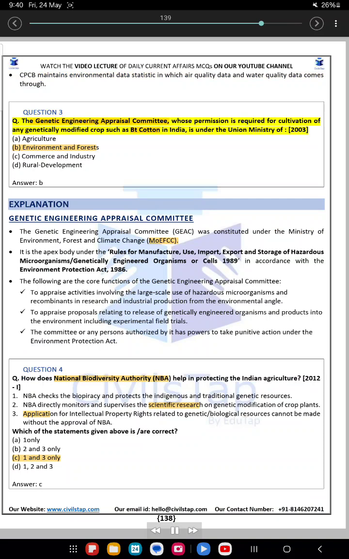Question 3. The Genetic Engineering Appraisal Committee, whose permission is required for cultivation of any genetically modified crop such as BT cotton in India, is under the Union Ministry of 2003. A. Agriculture. B. Environment and Forests. C. Commerce and Industry. D. Rural Development. Answer B.